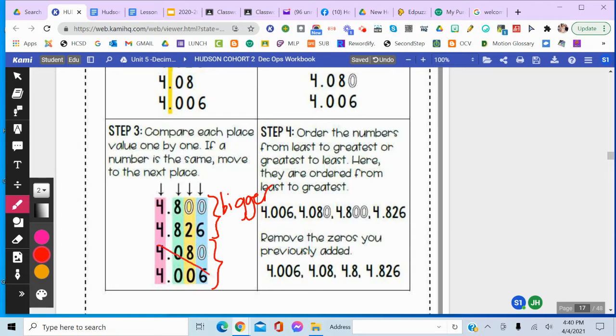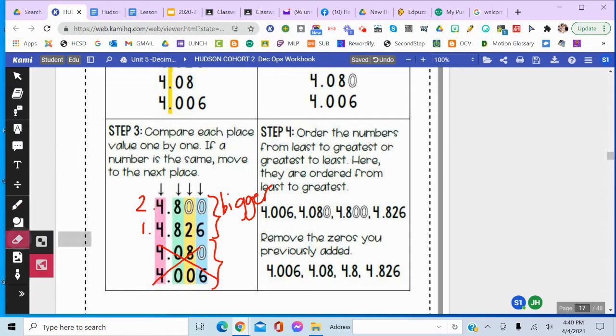So I'm just going to X these out for right now, and I'm going to go back up here. So I know I've got a 4 in the ones place, an 8 in the tenths, and then I hop over to the next place value. I've got a 0 and a 2. Well, what does that tell me? That tells me that this is the biggest, and then this is the next biggest.